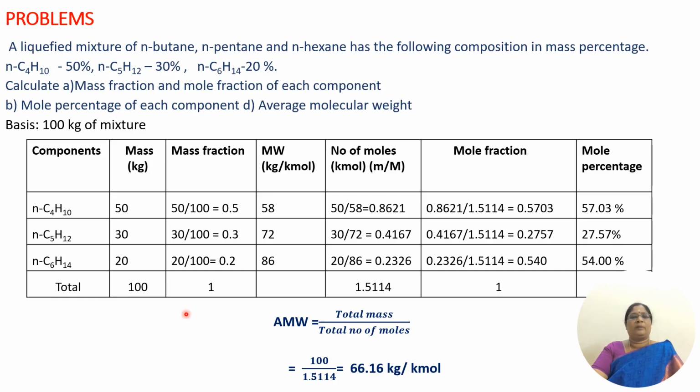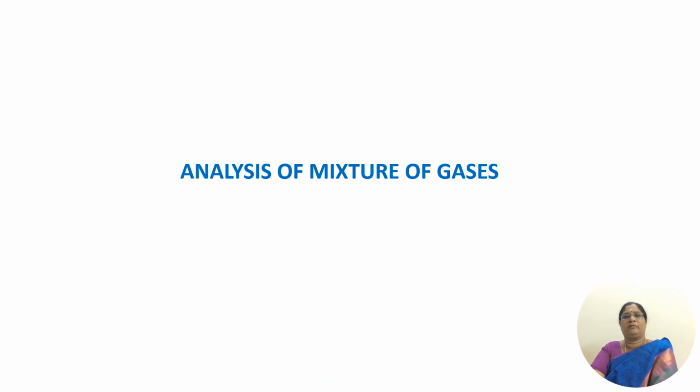So in this problem, we should write the basis of the problem. What is the basis? What is the data given? It is given as 50 kg, 30 kg, and 20 kg, and the total is 100 kg. So the basis of the problem is 100 kg of mixture. With this basis, we are calculating the mass fraction, number of moles, mole fraction, mole percentage, and average molecular weight.